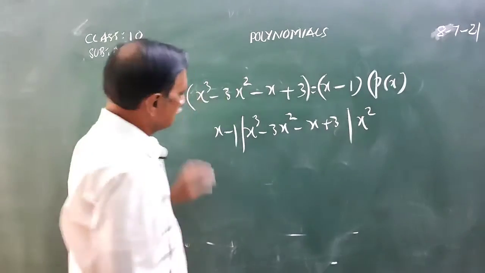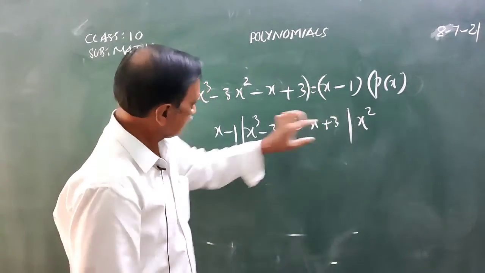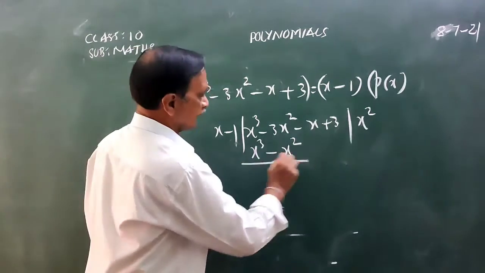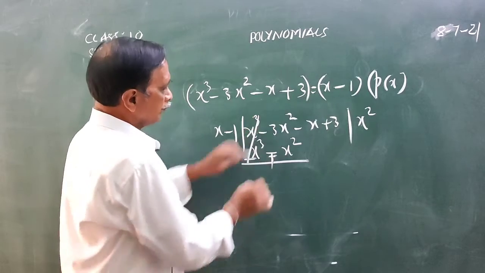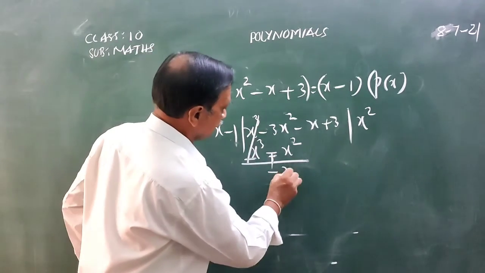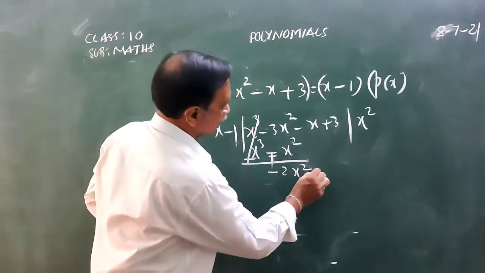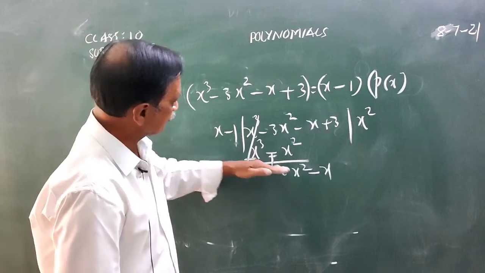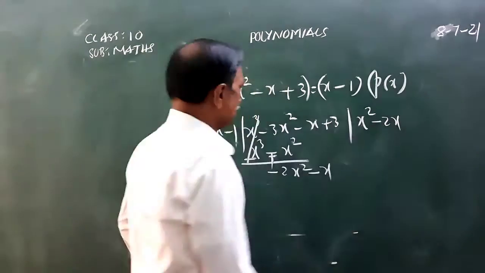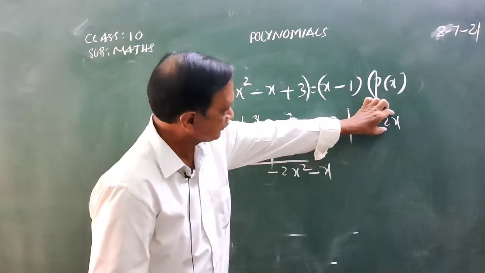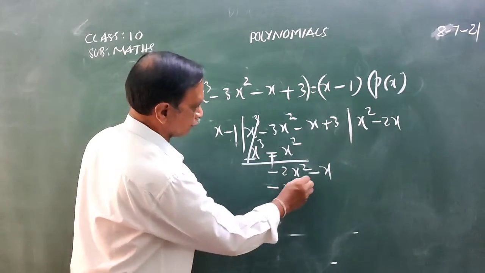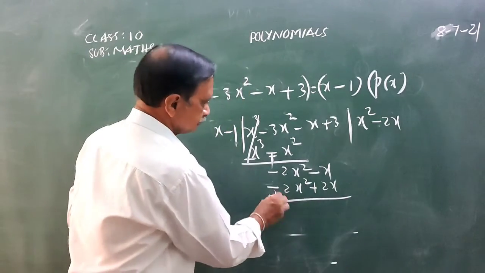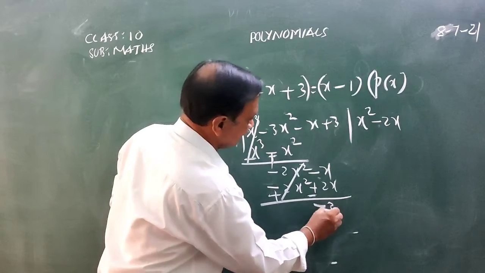x square. Multiply this divisor by x square. x square into x, x cube. x square into minus 1, minus x square. Subtract. Change the symbol. Minus 3x square plus x square gives what? Minus 2x square. Bring down the next term, minus x. Divide the first term by first term. Minus 2x square by x gives what? Minus 2x. And multiply this divisor by minus 2x. Minus 2x into x, minus 2x square. Minus 2x into minus 1, plus 2x. Again subtract. Here you get minus 3x.